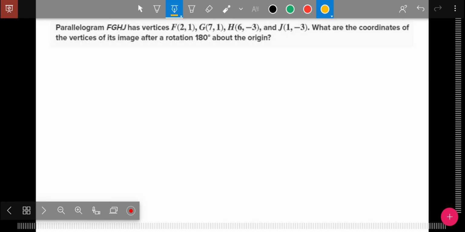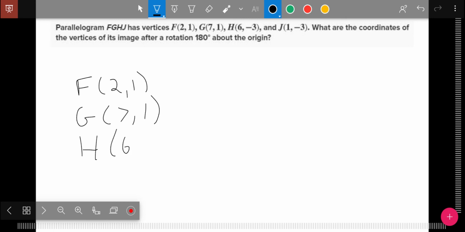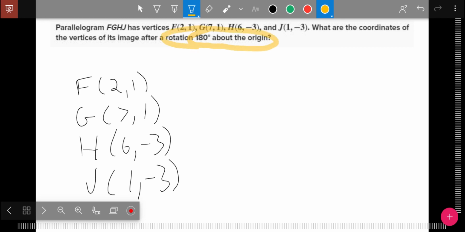For this one, I'm going to make a list of points. F is 2, 1. G is 7, 1. H is 6, negative 3. And J is 1, negative 3. Now it's telling me that I'm making a rotation of 180 degrees, so I go back and look at my notes. The 180-degree rotation was x, y becomes opposite x, opposite y.